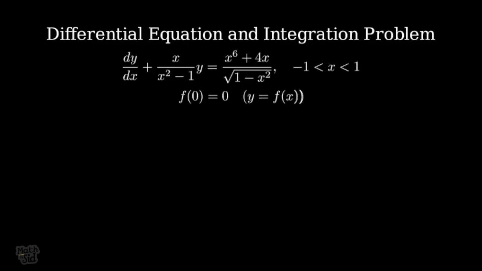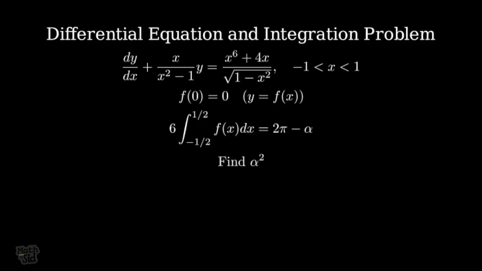Welcome! In this video, we'll solve a problem involving a first-order linear differential equation and definite integrals. Let y equals f of x be the solution of the differential equation dy/dx plus x y over x squared minus 1 equals x to the sixth plus 4x over the square root of 1 minus x squared, for x between -1 and 1, such that f of 0 equals 0. If 6 times the integral from -1/2 to 1/2 of f of x dx equals 2 pi minus alpha, then we need to find the value of alpha squared.